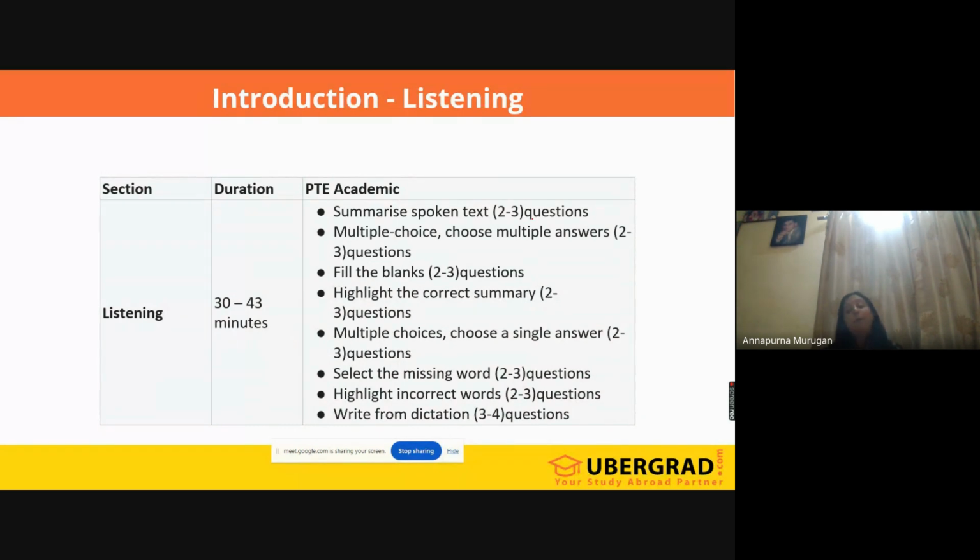The other type of listening question will remind you of your school days. Teachers used to dictate and you were writing out of dictation. The same thing, you need to fill in the blanks from the dictation. That means they will be speaking out and you need to write it. We are going to get 3 to 4 questions of this type. So altogether, this is the structure of PTE.